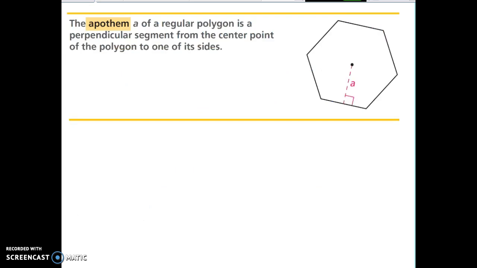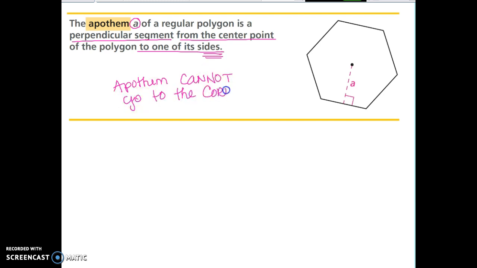All right, so the first thing we need to do is define what the apothem is. The apothem, we use the lowercase a to represent it, is a perpendicular segment from the center to one of its sides. One of the things we talked about in class is that the apothem cannot go to the corner. So if you see a segment from the center to a corner, this is not the apothem.